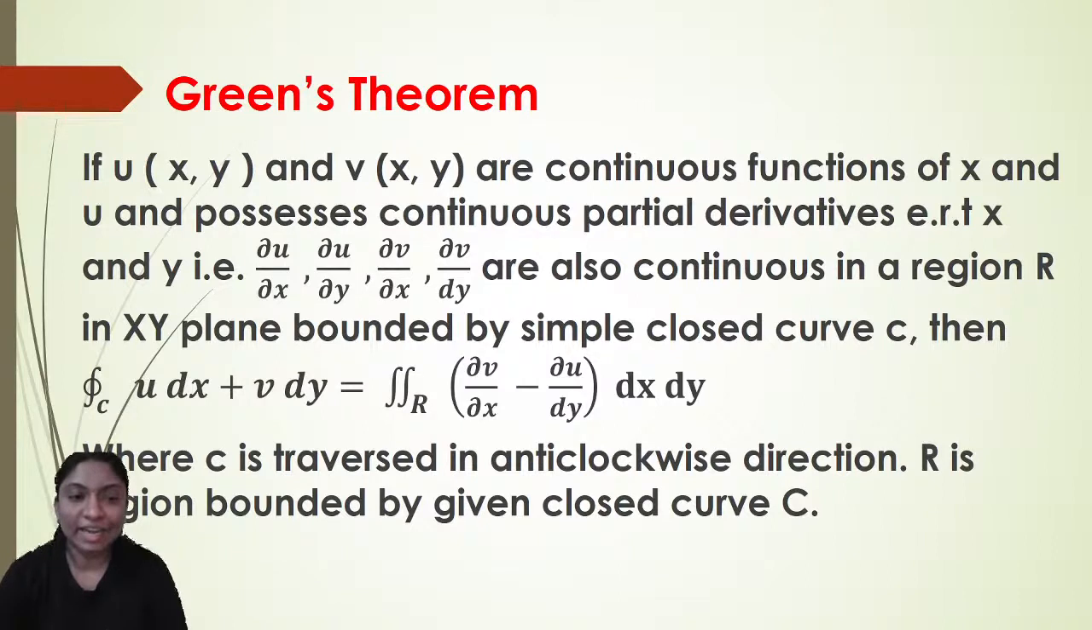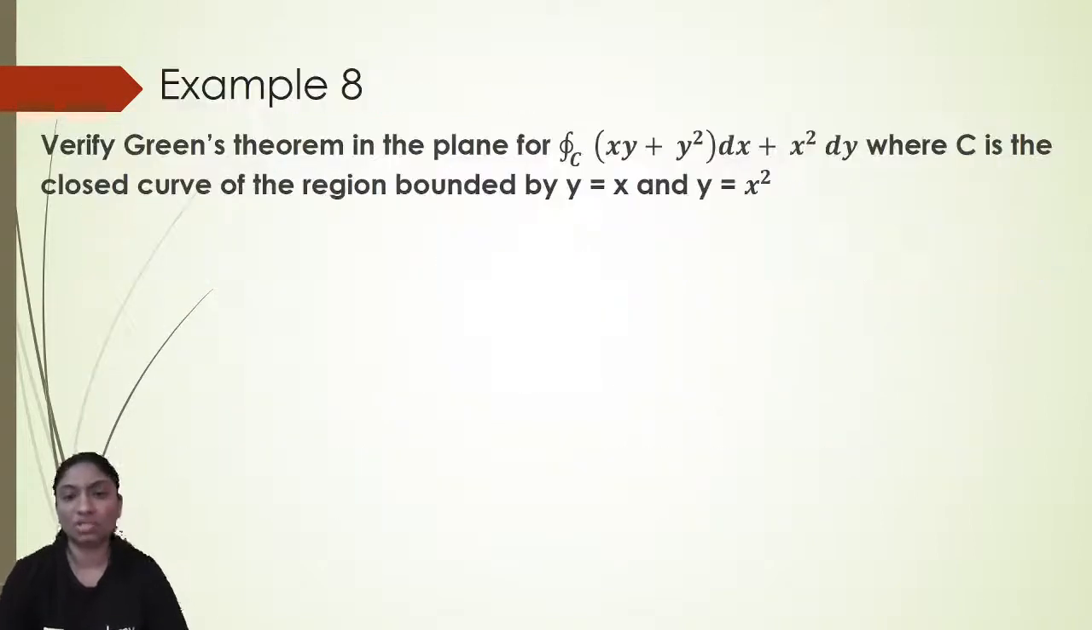then the closed integral over C of u dx plus v dy is equal to the double integral over the region R of del v by del x minus del u by del y, dx dy, where C is traversed in an anti-clockwise direction. Okay, and R is the region bounded by the given closed curve C.